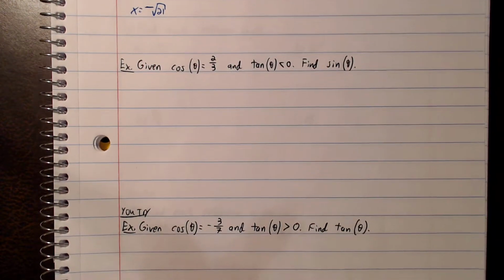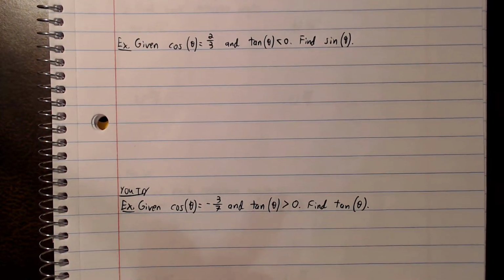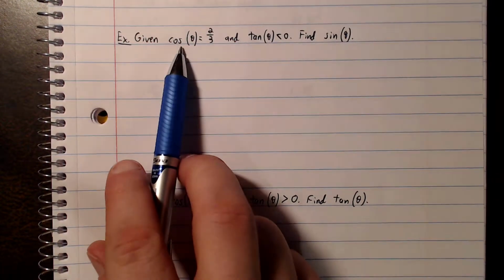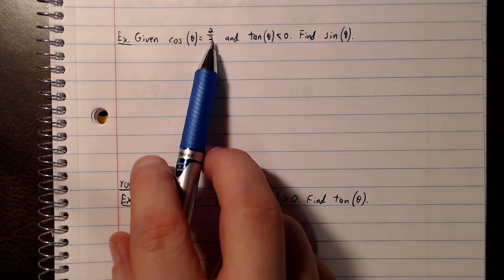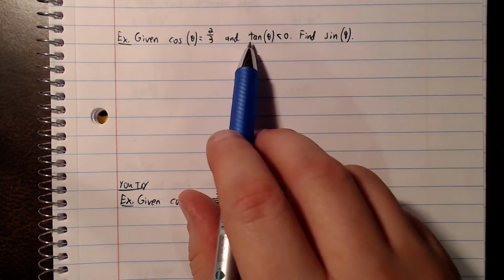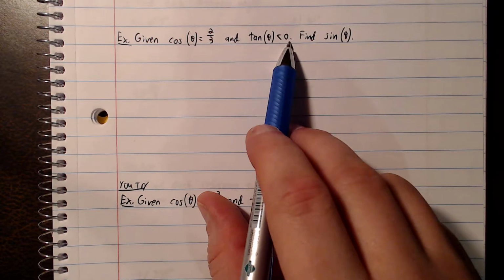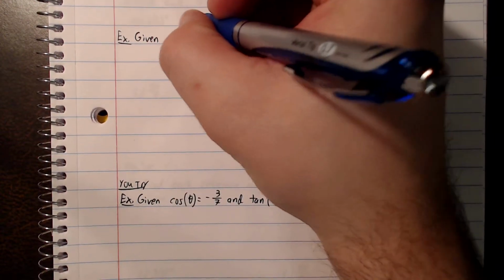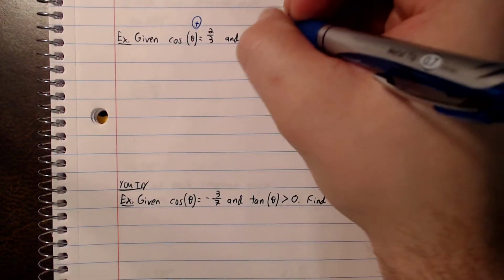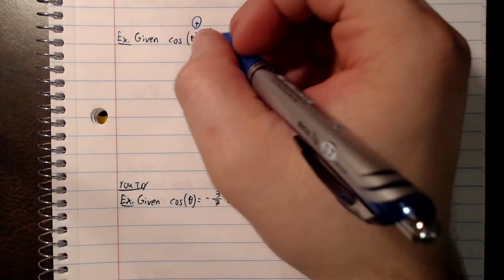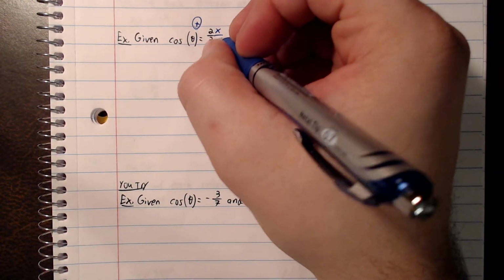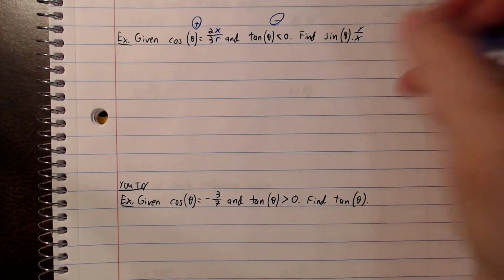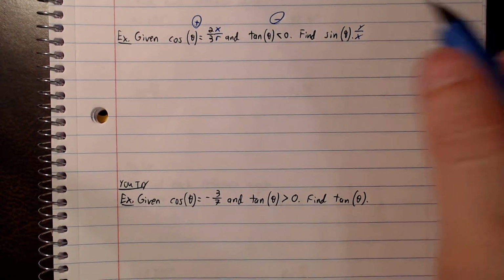Alright, so maybe that went by kind of fast, and that was only one example. Let's take a look at a different function, different value. Right? We have cosine of theta as 2 over 3. That's positive. And we're looking at tan that's less than 0. That's negative. And we want to find sine. Okay, so we've got a positive cosine, a negative tangent. Cosine we know is x over r. And we want sine, which is y over r. So we need the y, right?